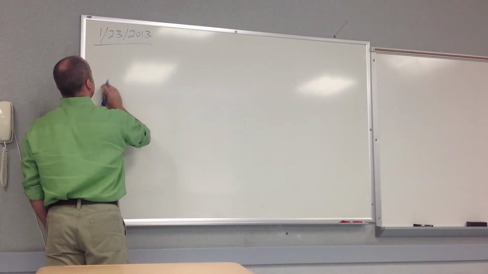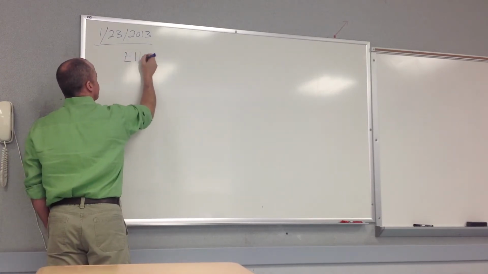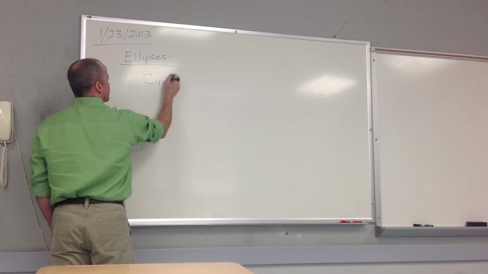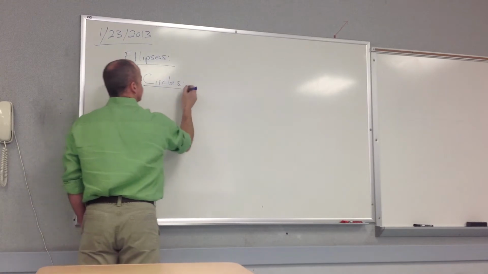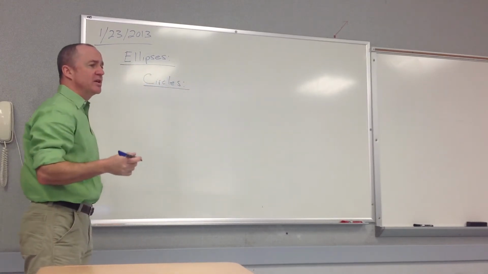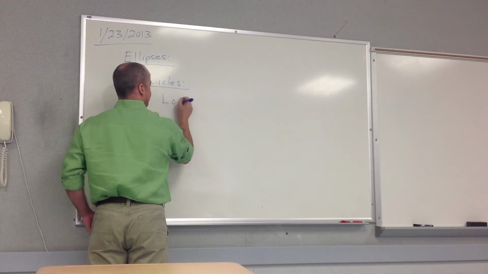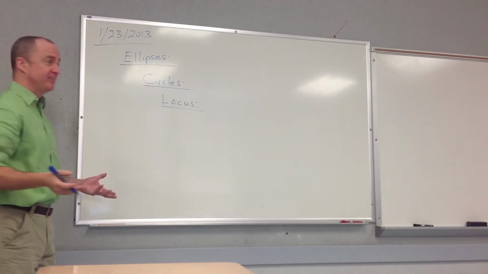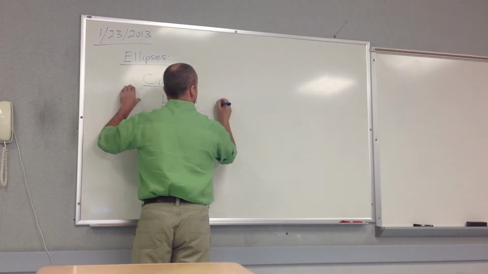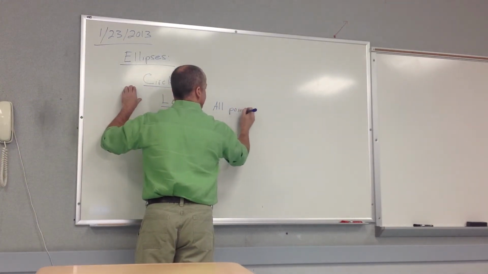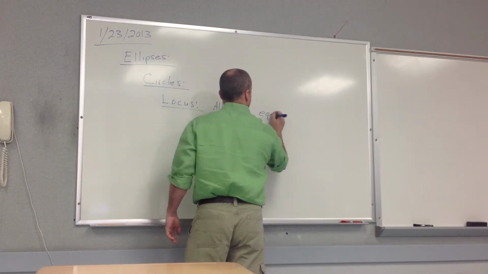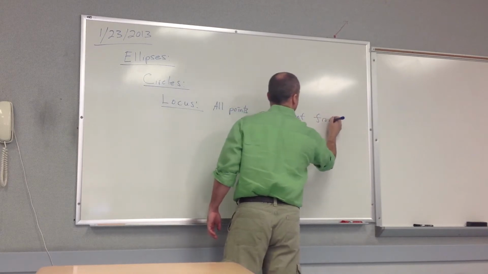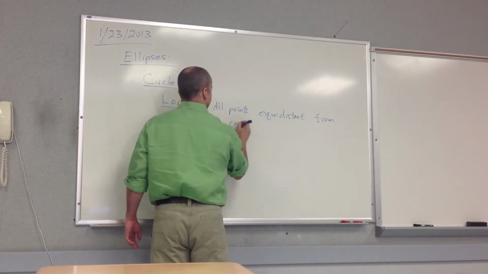We're going to start with ellipses, and specifically circles. Now, the locus of a circle is fairly simple. Locus, as I said yesterday, is the rule that governs a conic. And the locus of a circle is all points equidistant from a central point.